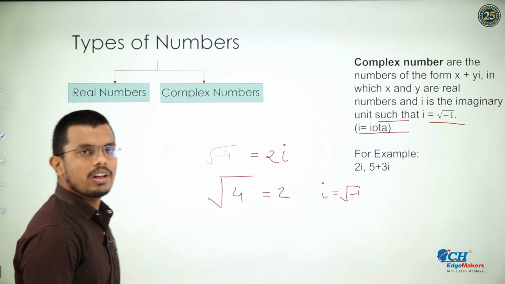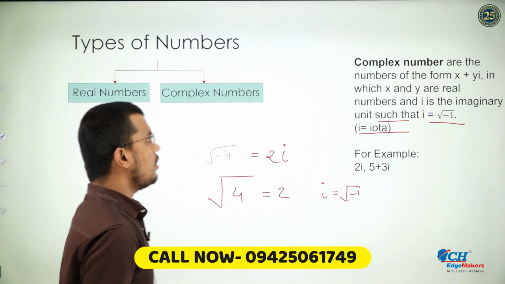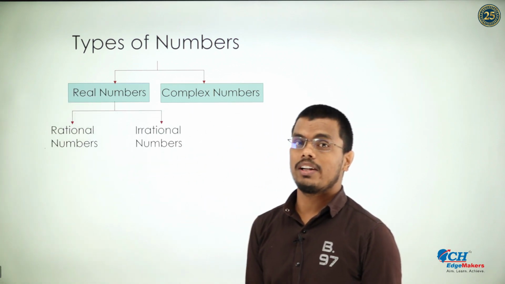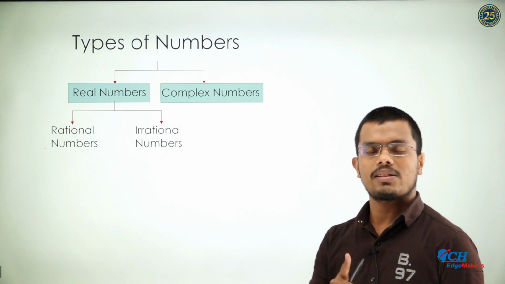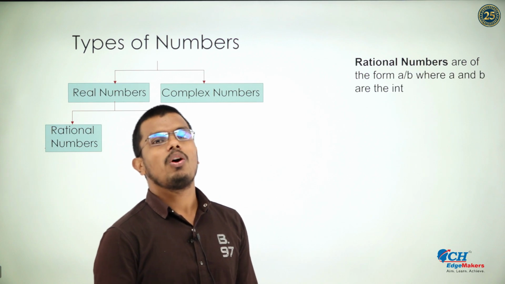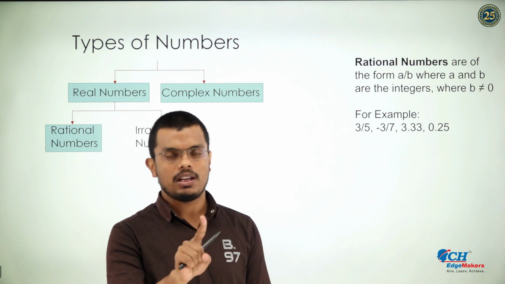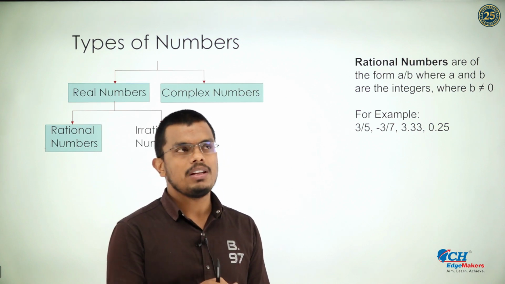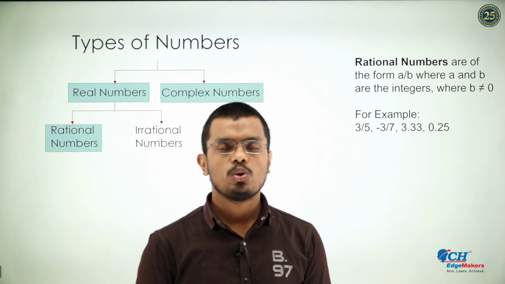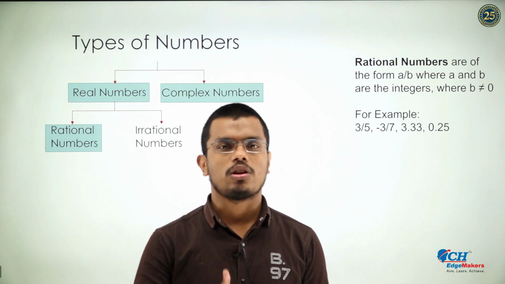Okay, so we have two types of numbers initially. The first one is real numbers and the second one is complex numbers. Now further moving down, we will have some other numbers. Real numbers are further classified into two categories. The first one is rational and the second one is irrational numbers. Now what are rational numbers? Rational numbers will always be of the form a by b. A is the numerator, b is the denominator, where a and b can be co-prime or some other numbers, but b cannot be equal to 0, because you might know that 0 in the denominator is not possible.